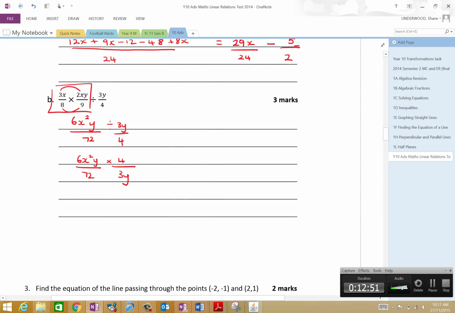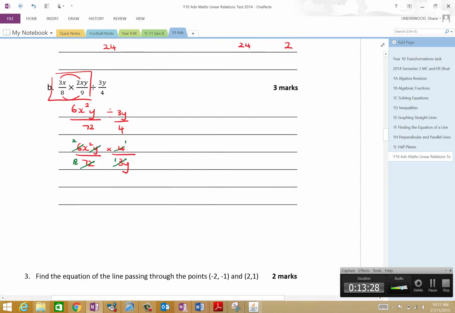Now, I can do some cancelling here. I don't care how you do the cancelling. Just for me, I'm going to say, all right, 6 goes into 6 and 3. That changes that to a 1 and a 2. And then a 4 and a 72, I'll just say that 4 goes into 72. I happen to know that goes 18 times. Or maybe you could have said 2 goes into 72 36 times and done it that way. Either way, you say potato, I say potato. That's fine.